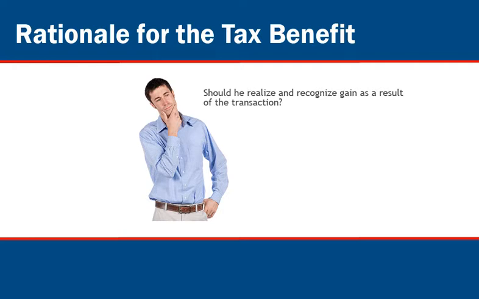Remember that all realized gain is recognized unless there's a special exception in the code. Did he really give it to someone else? Technically, he did give it to a separate entity, a corporation, but he owns 100% of this entity, so he really just moved the land from one pocket to another. He owns the land before and after the transaction. It's just held in a different form.